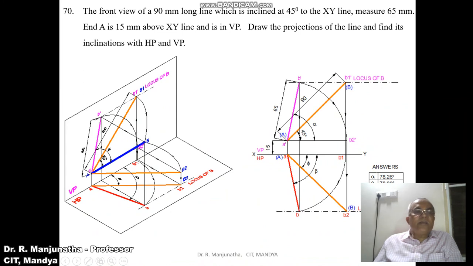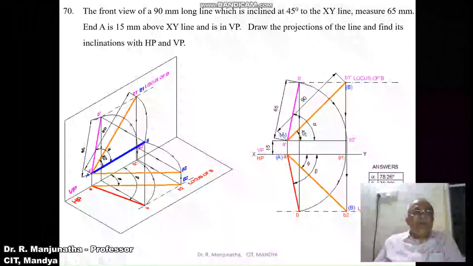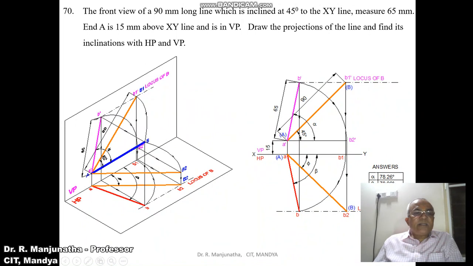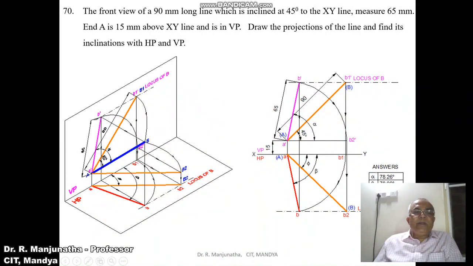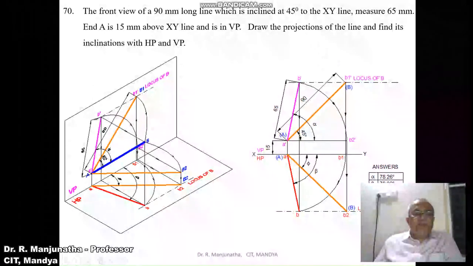So what you are doing is, when you are rotating in space, obviously this A dash B dash is the line which is rotated and made parallel to HP in the front view. So A dash is above HP by 15 mm and B2 dash should also be above HP by 15 mm. And then as the line is parallel to HP, you are getting the true length in HP.